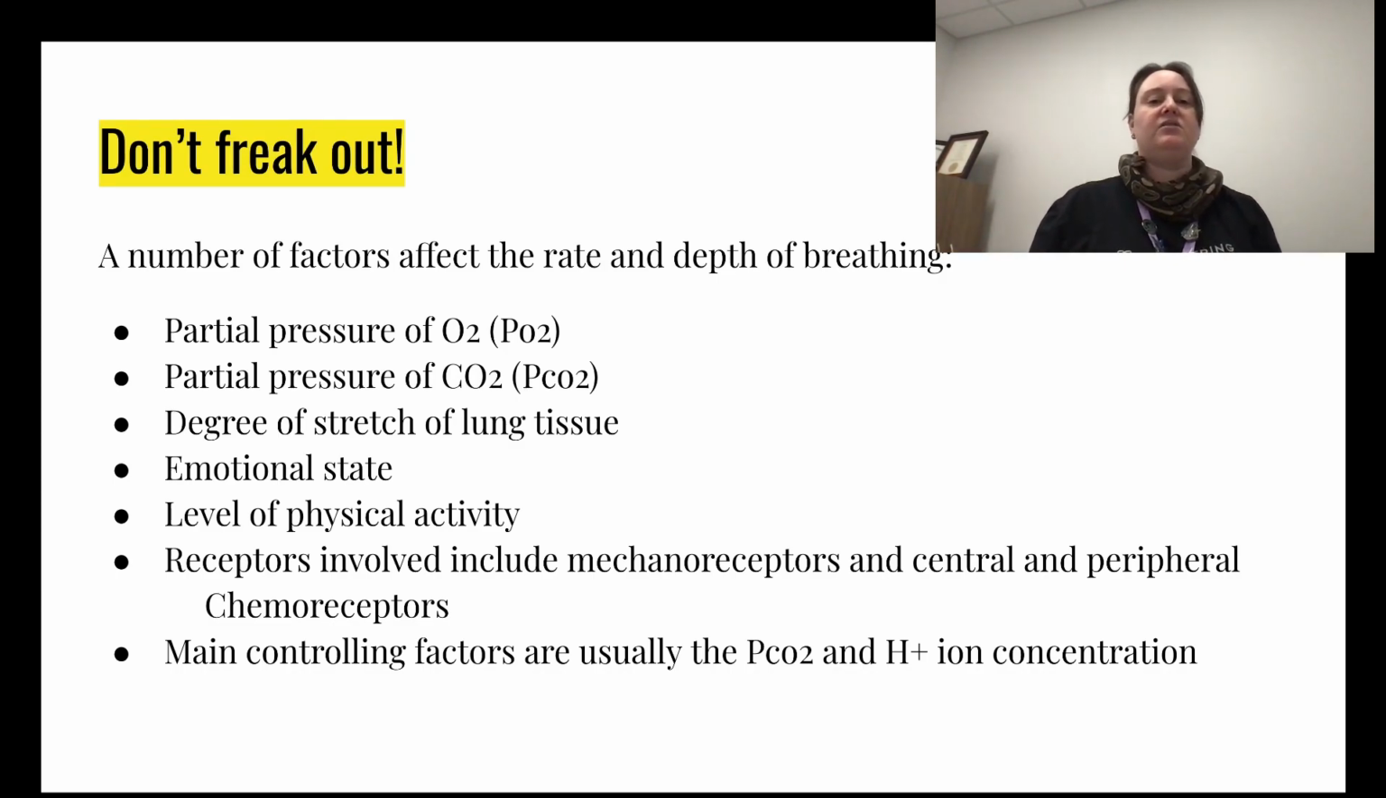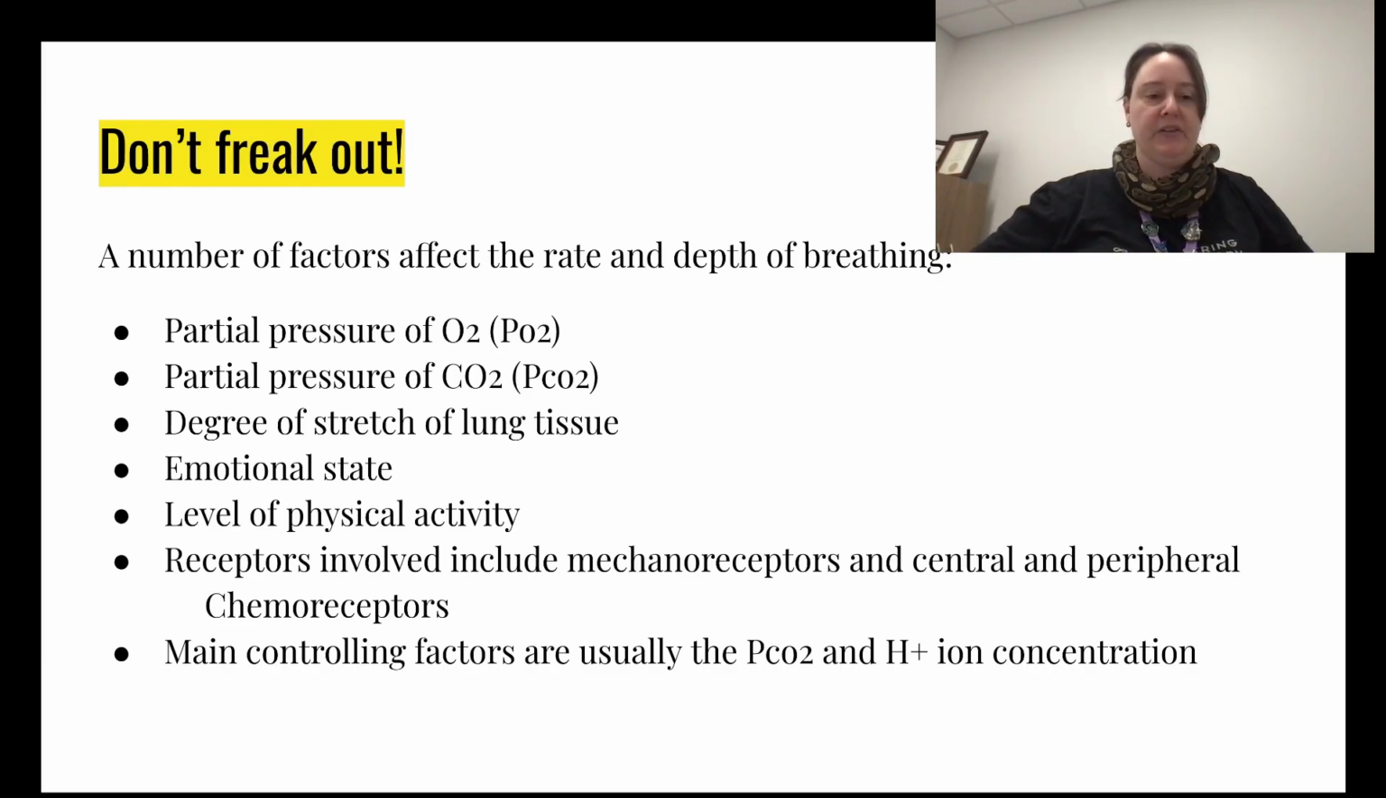Anyway, a number of factors affect the rate and depth of breathing. Partial pressure of oxygen, partial pressure of carbon dioxide, degree of stretch of lung tissue. Have you ever taken a breath that's a bit too deep and you could feel the stretch? You actually have sensory receptors in your lungs to prevent you from stretching too far. Also, ribs get in the way too. Anyway, emotional state, because that can definitely affect how much you're breathing. Like if you're having a panic attack, and I hope you never have one, but if you've had one in the past, I feel you.